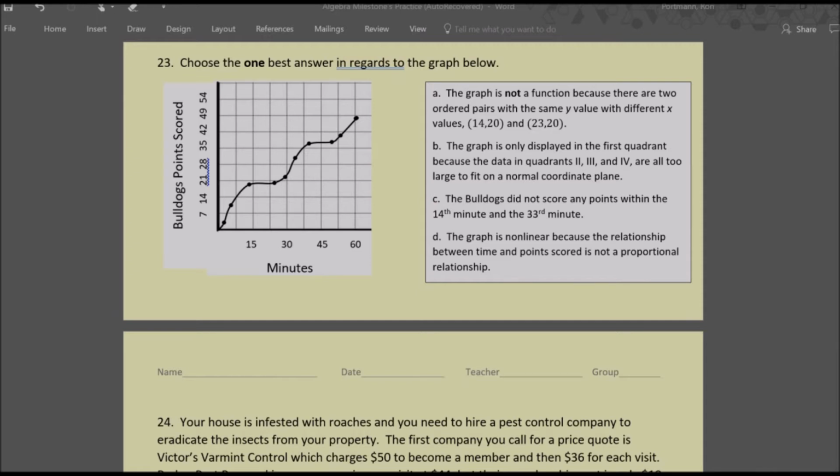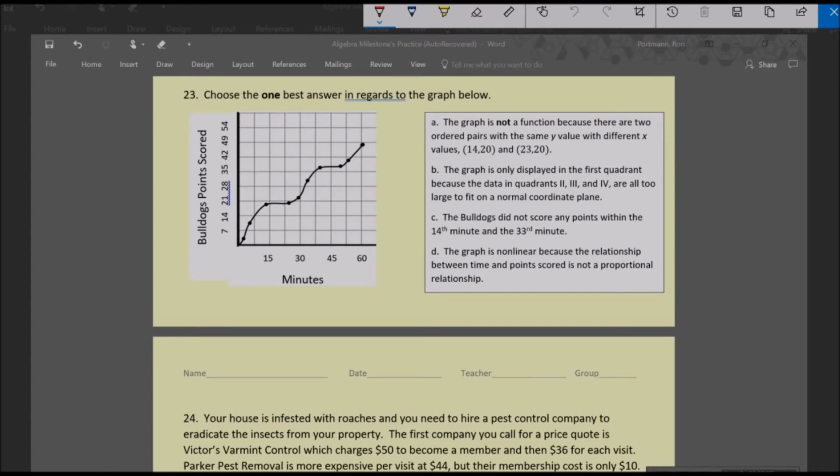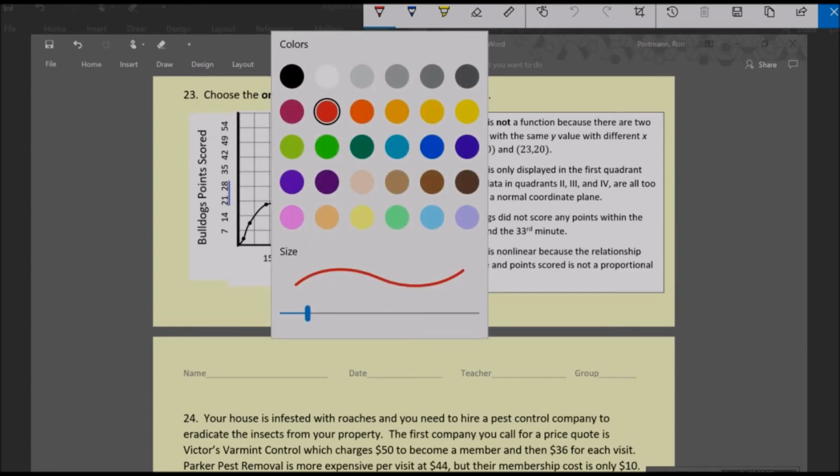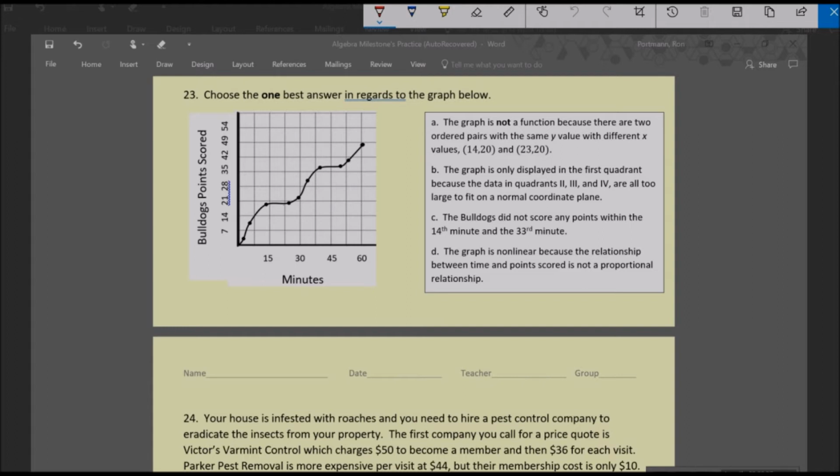Oh yeah. Go Dogs. It says the graph is not a function, or we're picking out which one best answers in regards to the graph below. So which one of these is the best answer? It says the graph is not a function because there are two ordered pairs with the same y value with different x values. It says (14, 20) and then (23, 20). So like there. So we need to ask ourselves, does that make it not a function? If we're not sure, let's just put a little tack in that. We'll come back to that later.